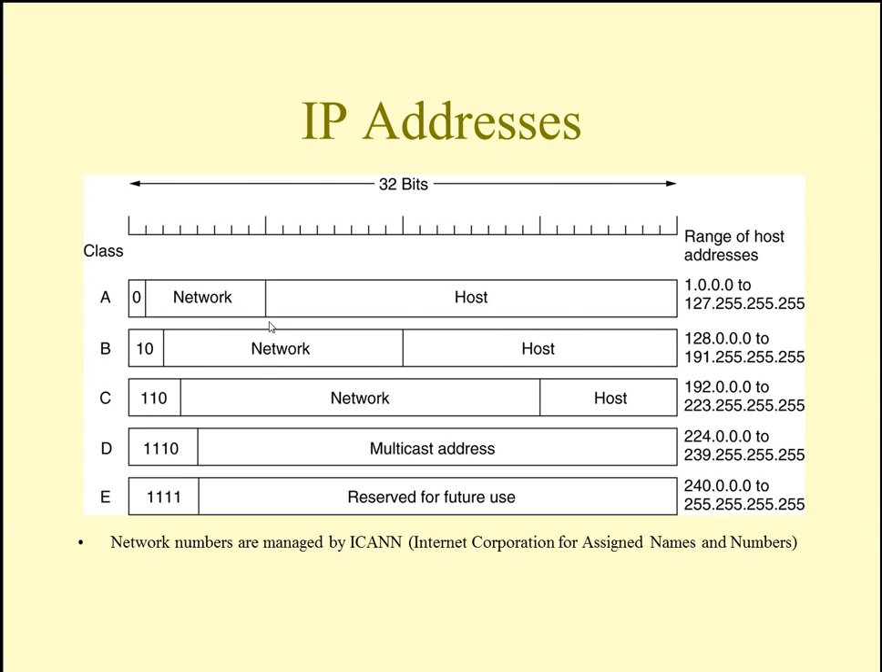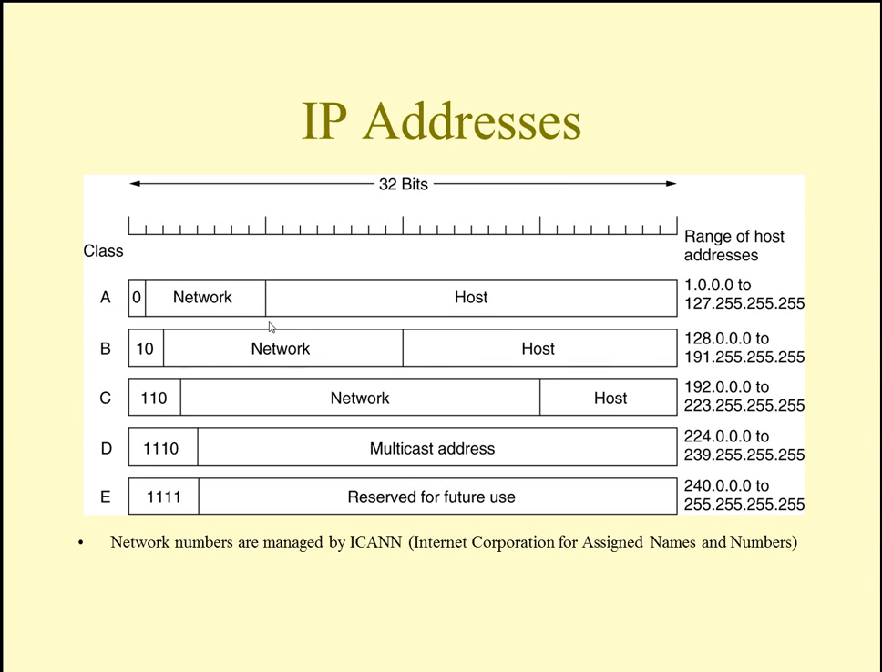Doing a little rough math, that would be 2 to the 4 times 2 to the 20. 2 to the 4 is 16. 2 to the 20 is approximately 1 million. So that's going to give us about 16 million host addresses that can be on a Class A network. These are very large networks. There would be no reason for an ISP to assign a Class A network to an individual person.